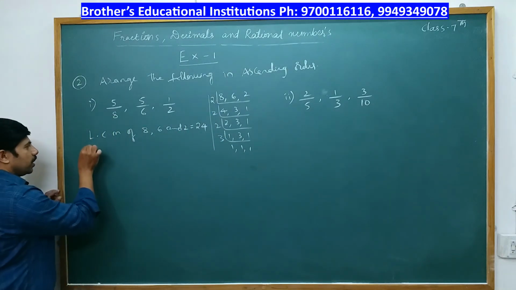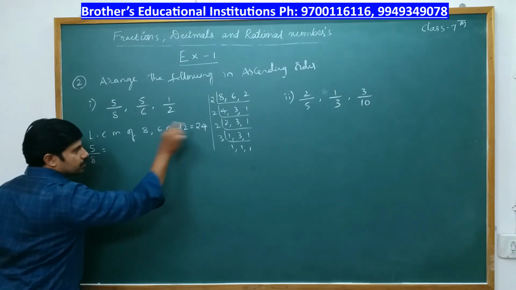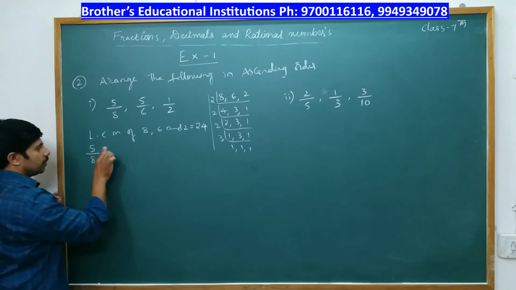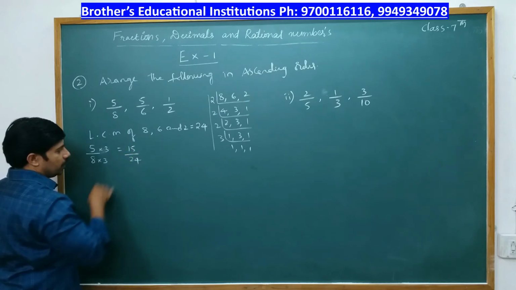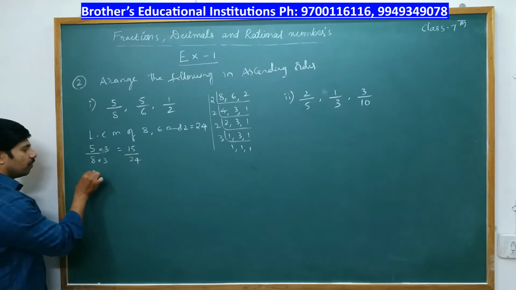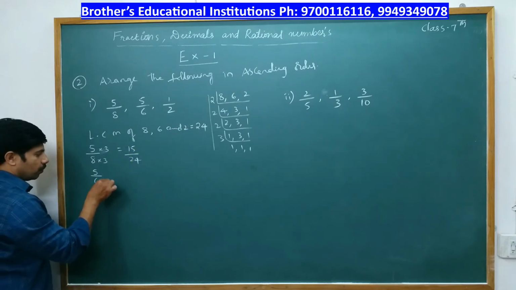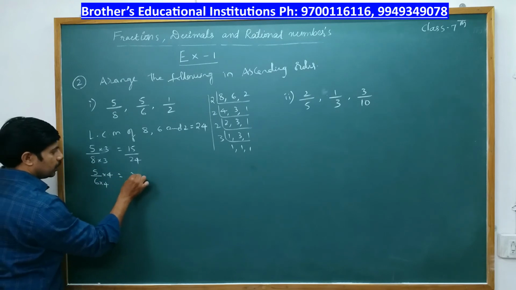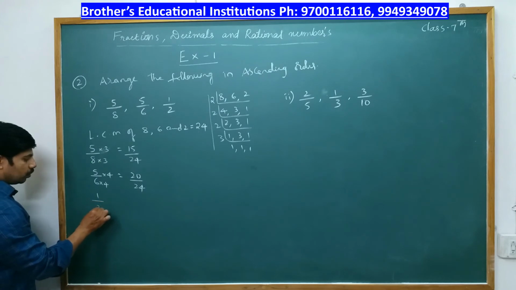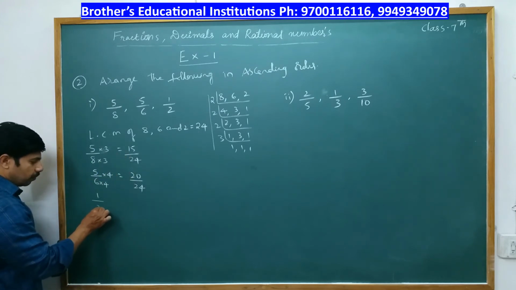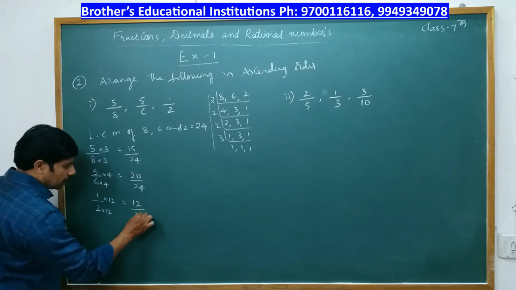Now first I'll take 5 by 8. This is equal to, 8 goes how many times in 24? It goes 3 times, so multiply by 3. So it is 15 by 24. Next we have 5 by 6. 6 goes how many times in 24? 4 times. So I am getting 20 by 24. Then we have 1 by 2. 2 goes how many times in 24? 12 times. So I am getting 12 by 24.